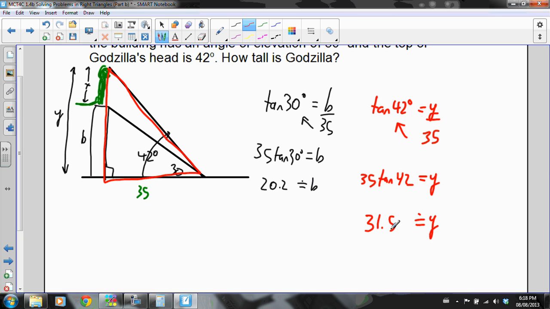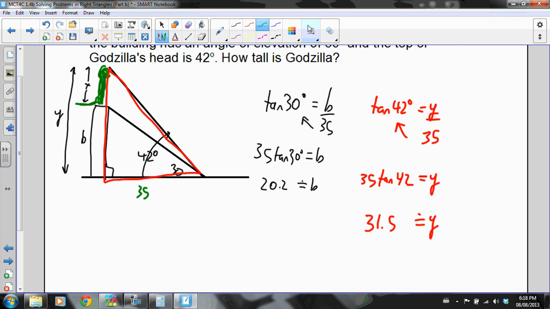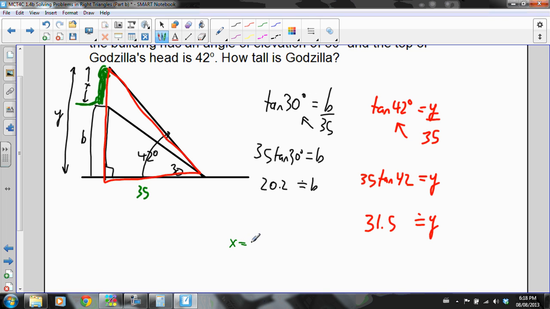That seems about right, because now to get just the height of Godzilla X here, I'm going to subtract the two, right? Maybe I should do that in green for Godzilla, right? That makes sense. X is just 31.5, subtract 20.2, which is about 11.3 meters. So therefore, Godzilla is 11.3 meters tall.